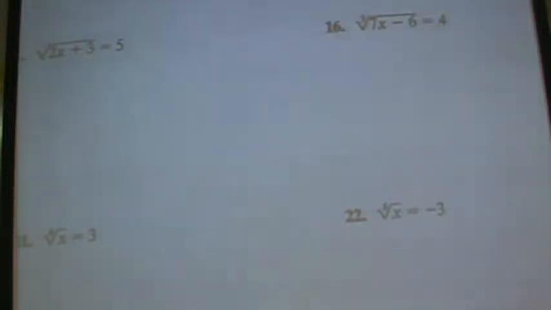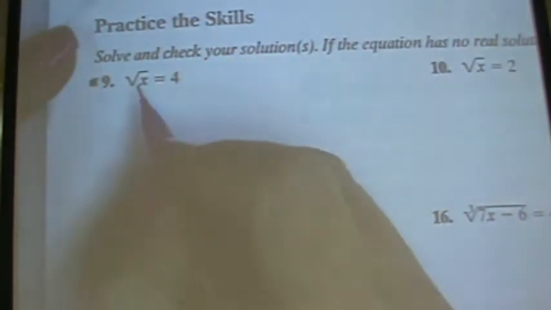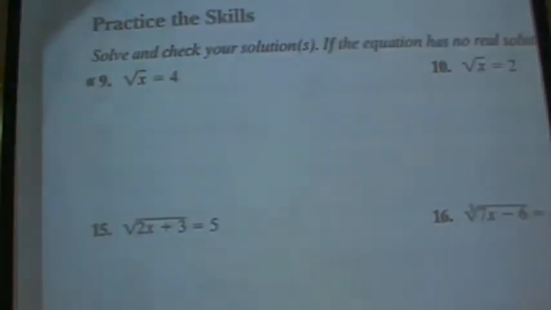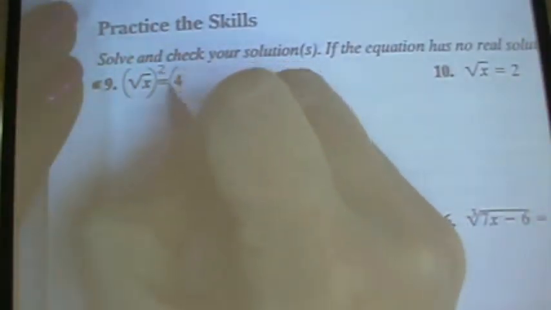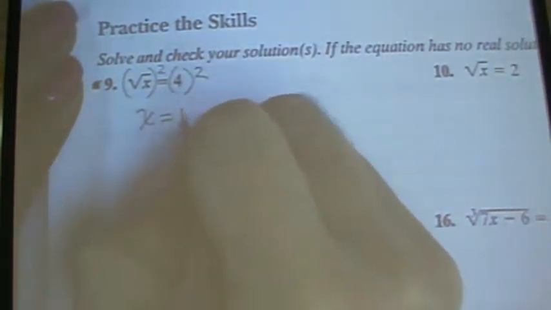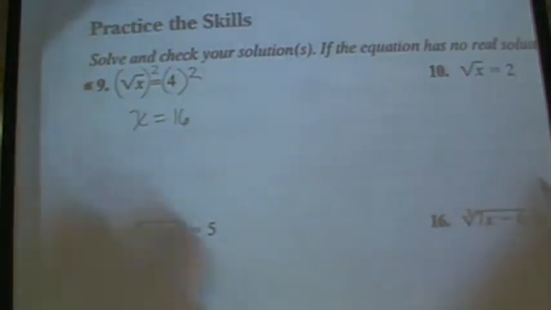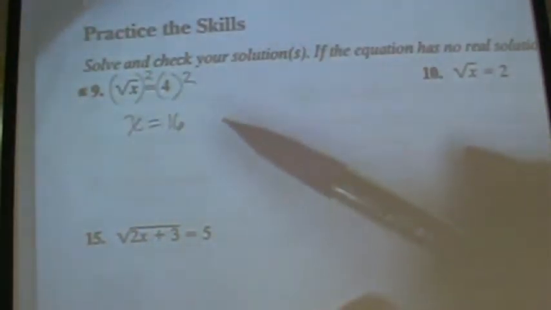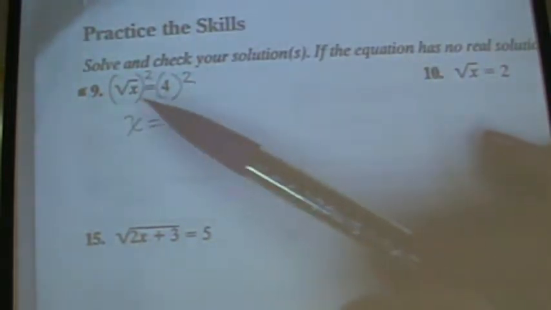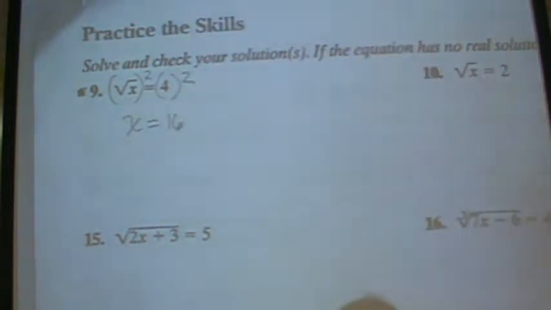This is Math 1000. We are solving equations with radicals, starting with problem number 9. Number 9 is saying the square root of x is equal to 4. Because it's square root, you are going to square both sides, and you get x is equal to 16. And you're supposed to check, especially the ones with an even index. If you took the square root of 16, you do get 4.